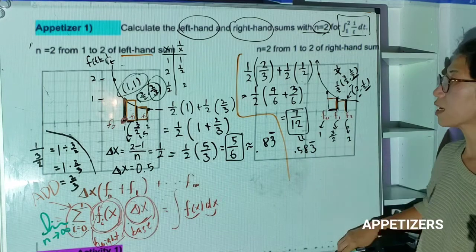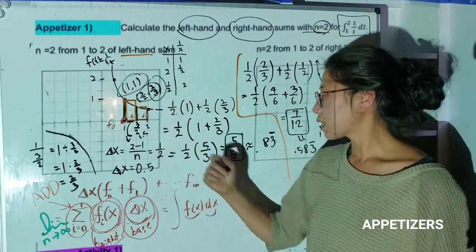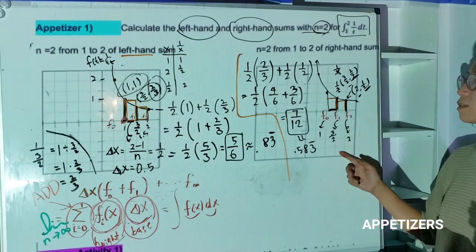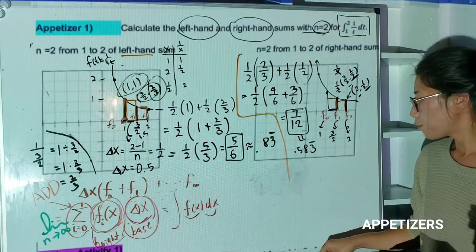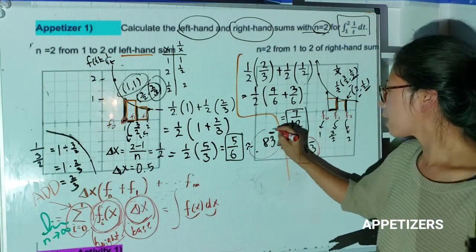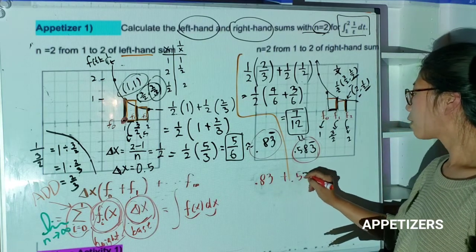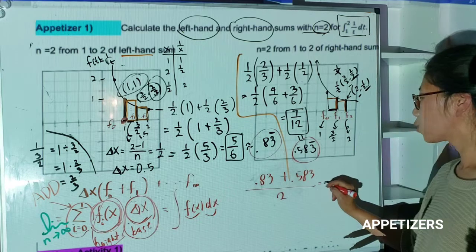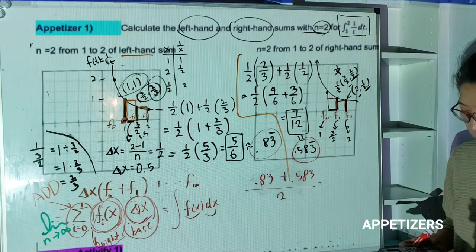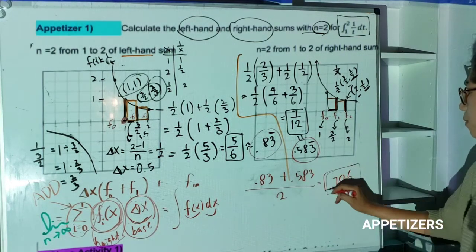0.583. Okay, so I want to find the area under 1 over x. The left-hand sum gave me 0.83, which is an overestimate, and the right-hand sum gave me an underestimate of 0.583. So now if I want to find the area, we can actually find the average. So 0.83 and 0.583, and divide by 2. That will give me 0.706. Yeah, that's what I get. Okay.